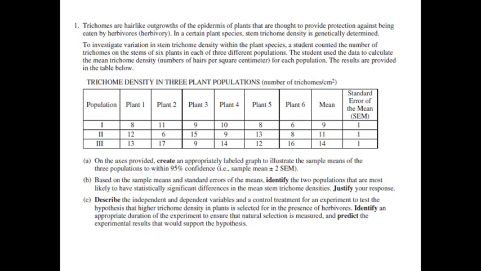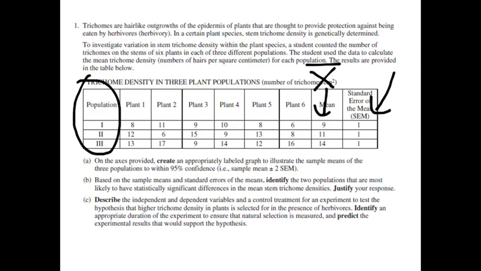So again, notice we have 3 populations. We have a sample size of 6 for each population. Here, they calculated the mean for us, and they did that work for us. And here they calculated the standard error of the mean for each one. Now, the standard error of the mean for all 3 of these was 1. In reality, that's probably never going to happen. It did in this case.